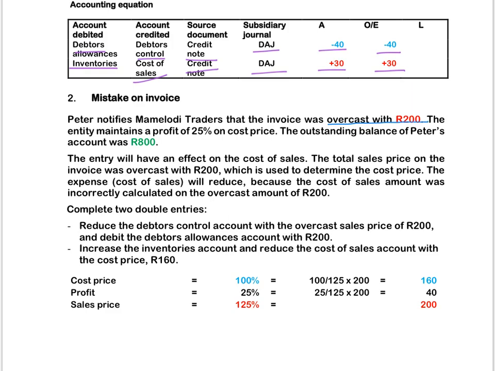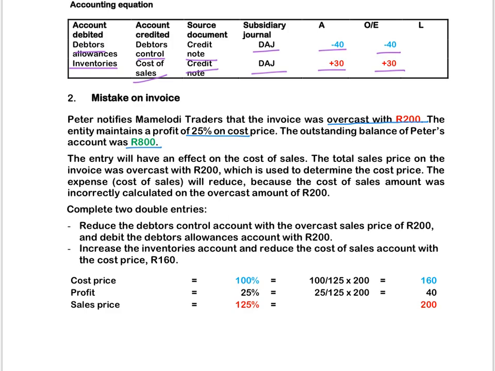So when the items that you sold to them were added, you added it up with 200 too much. You use this sales price to calculate the cost price. So therefore you also calculated the cost price with a higher amount than it is supposed to be. The business maintains a profit of 25% on cost price. The outstanding balance of Peter's account was 800 Rand.